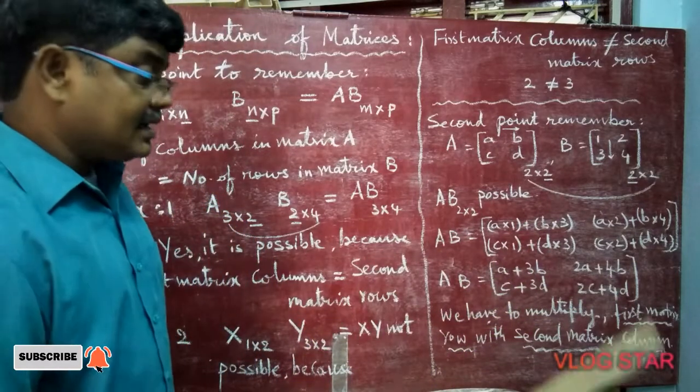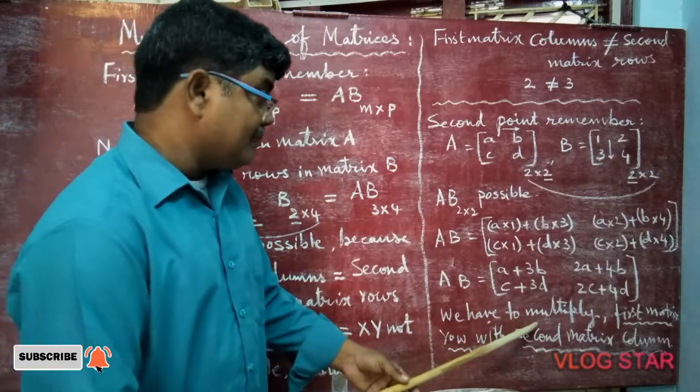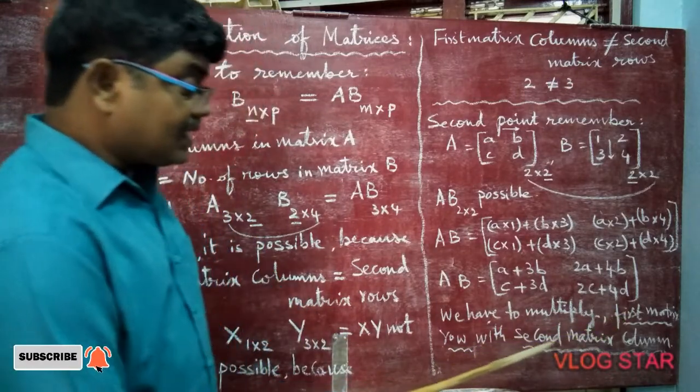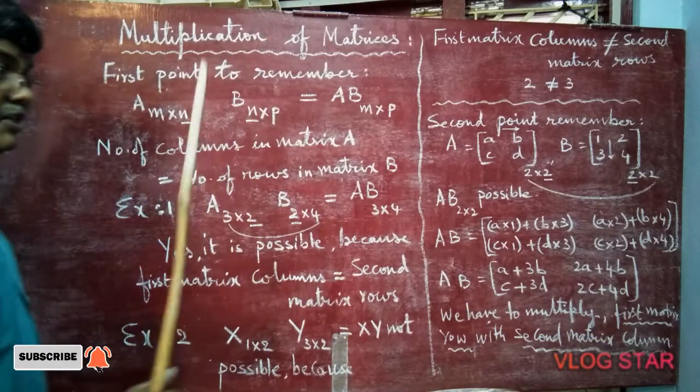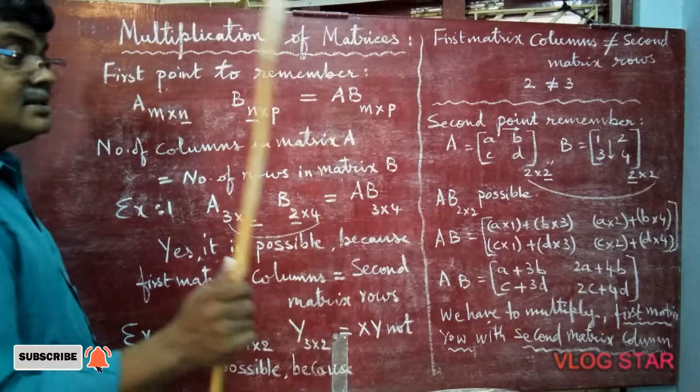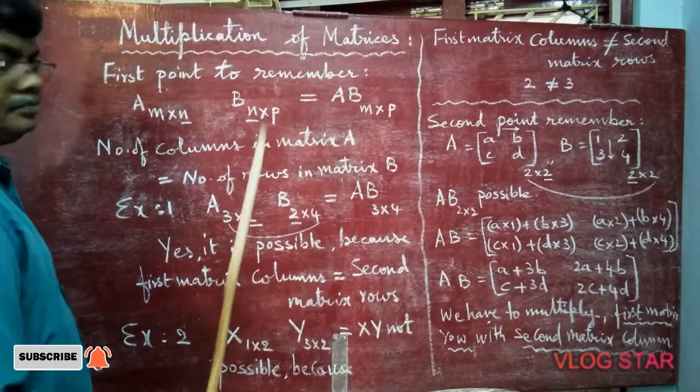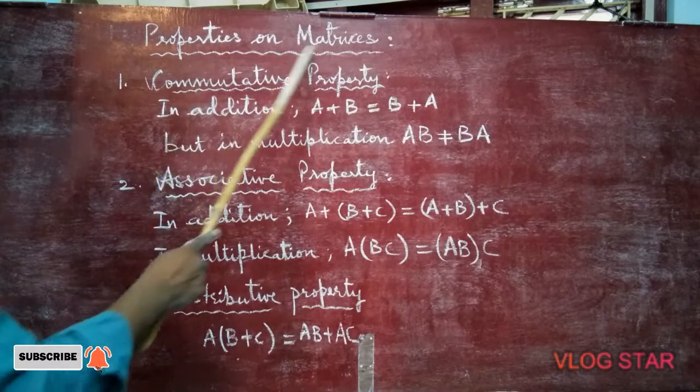So what is the second point? How to multiply matrices? Row with column. All of you say first matrix row with second matrix column. Properties on matrices.